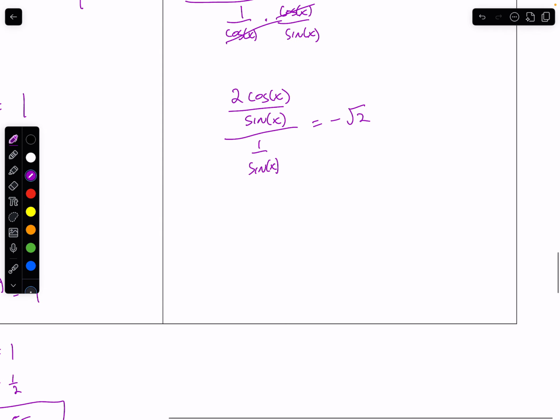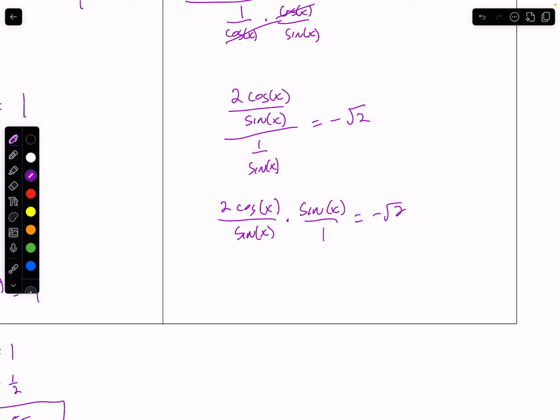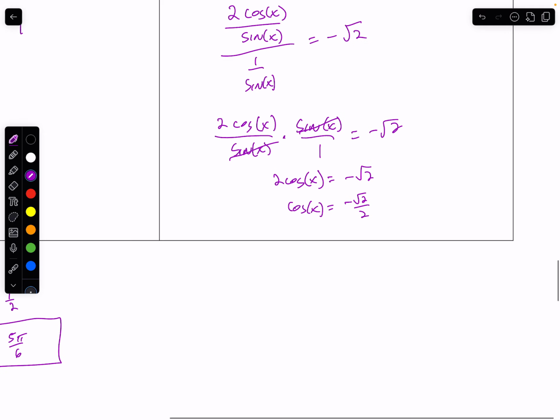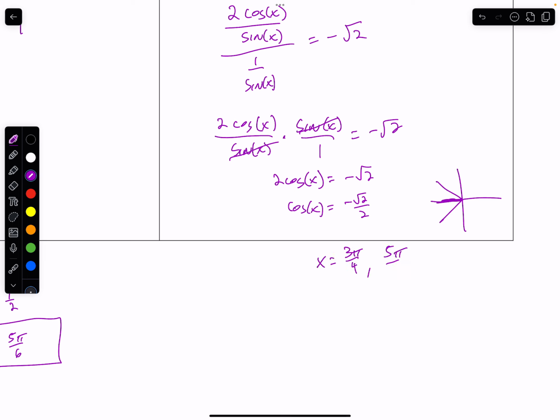Same method. Now instead of dividing by 1 over sine of x, I'm going to multiply by the reciprocal, sine of x over 1. These cancel, and I get 2 cosine of x equals negative root 2. I divide by 2 on both sides, and I get cosine equals negative root 2 over 2. Where's cosine negative? And it's the medium one, so it's over here. We have this angle and this angle, and that's the 45s. So x equals 3 pi over 4 and 5 pi over 4.